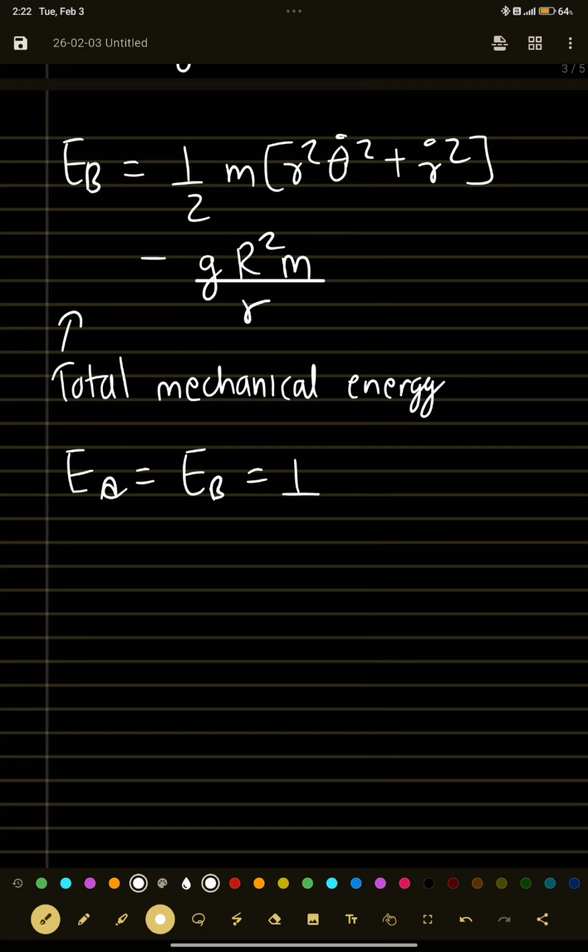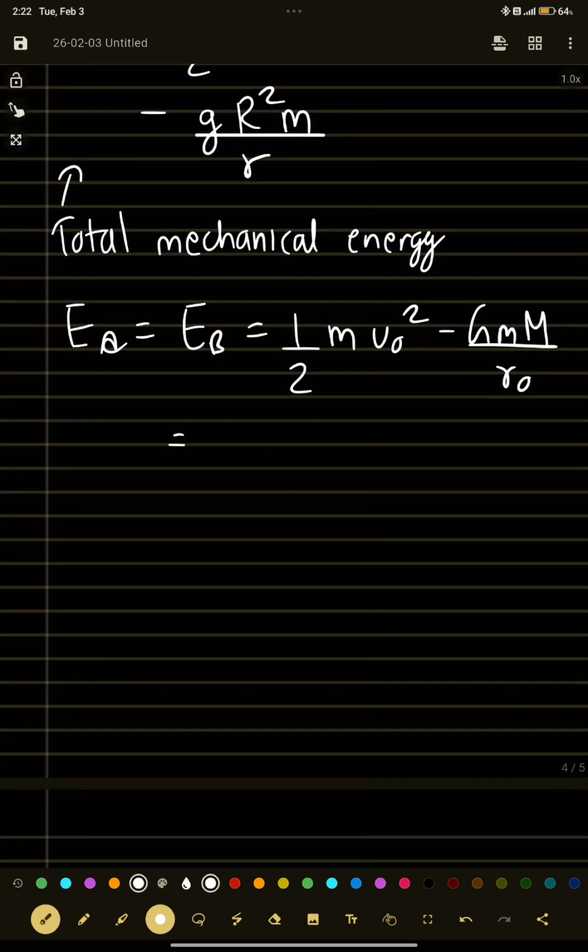Half m V naught square. Okay, half m V naught square. And what should you write? Or even if you write m g r square by r naught, that is also correct. So you can also write this as follows.